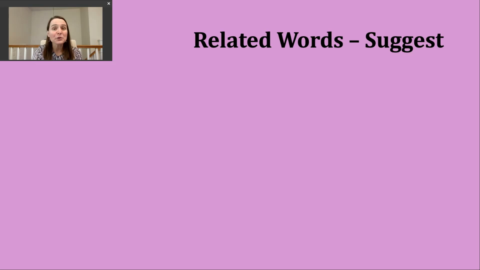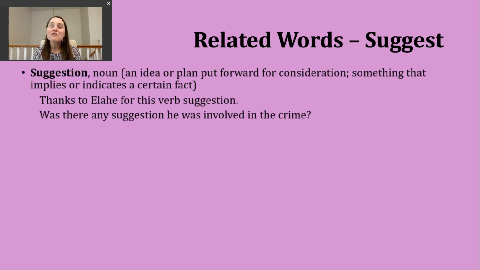Now, let's spend a little time looking at some words that are related to our verb suggest. And the first word we're going to look at is just the noun form of this word. It's suggestion. This can have a couple different meanings. One would be to refer to some idea that someone puts forward for consideration. Okay, an example, thanks to Ella for this verb suggestion. Right? I've explained before, but I'll do it one more time. Ella, the viewer, put forward this particular idea.